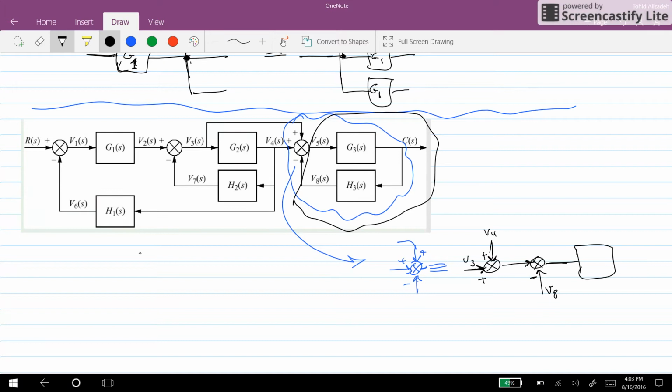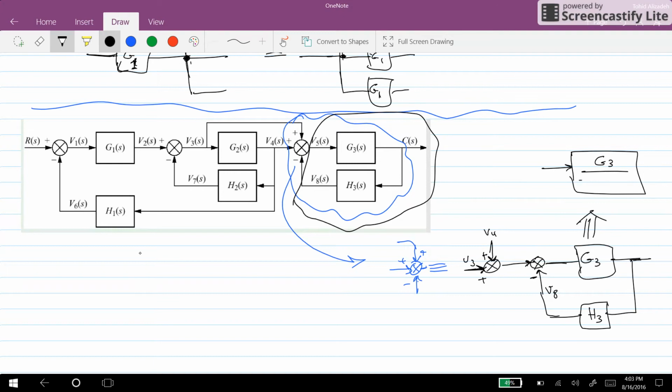So I can draw it here maybe. We have G3 and H3 here, which can be easily reduced to a single transfer function. You already know it is G3 divided by 1 plus G3 H3. And here we have the plus sign, here we have the negative feedback. So this can be used in order to replace this part of the block diagram. Now let's see what is left here.